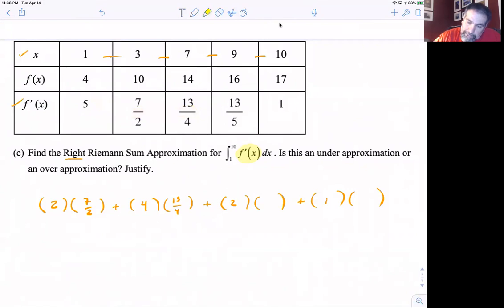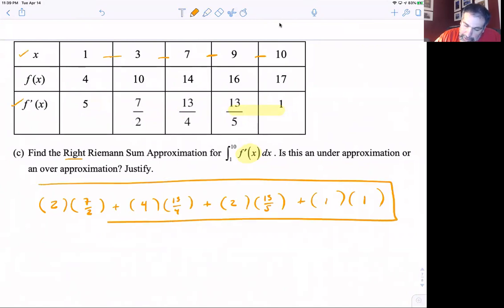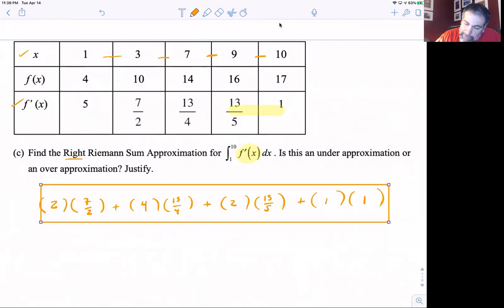And the next one, we're choosing between 13/4 and 13/5, but the right one's going to be 13/5. And in the last one, we're choosing between 13/5 and 1. So the right one is going to be 1. So again, we are perfectly good leaving this as our final answer, okay?